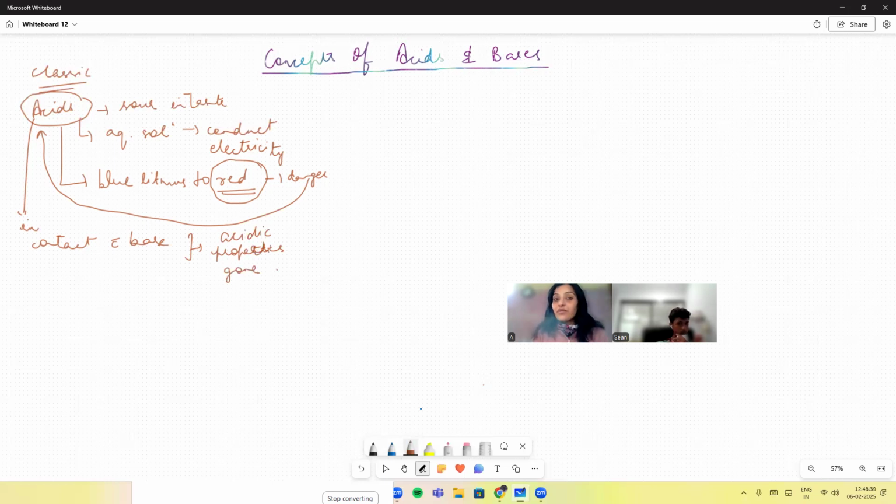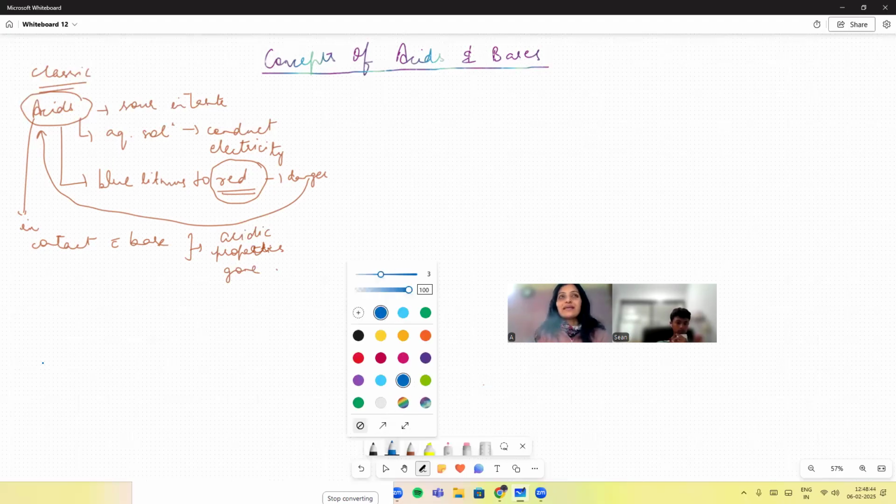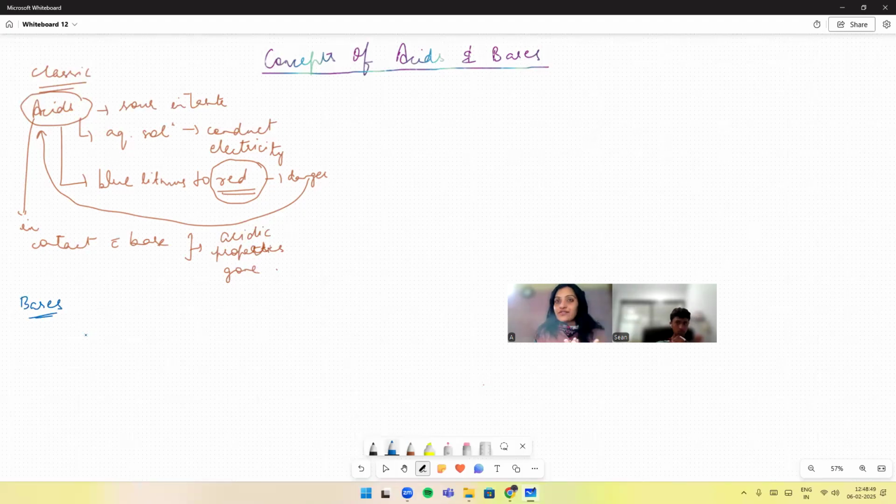Now, if I talk about the base, what are bases? This concept belongs to the earlier years of education, because we need a picture of how the recent concepts evolved and how the progress came about. So for that, we need to learn about the classic concept also.